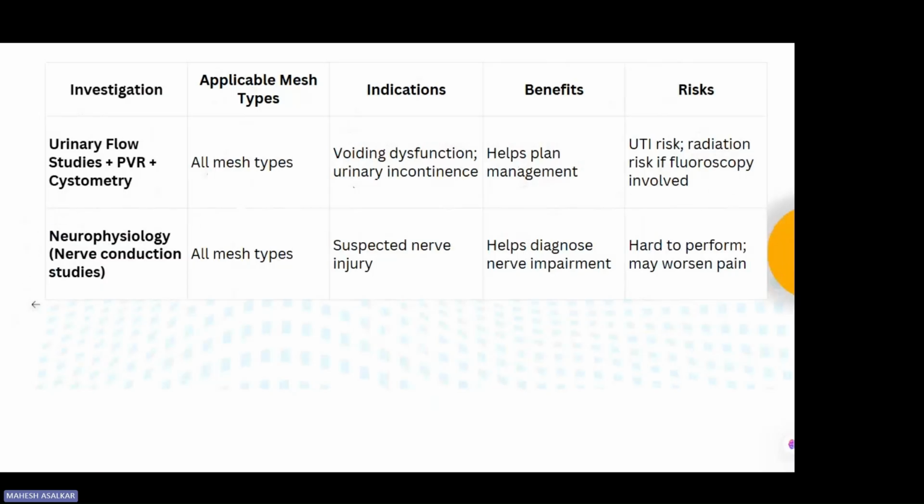Then neurophysiology, that is nerve conduction studies. It is indicated for all mesh types when you suspect the nerve injury. It helps to diagnose the nerve entrapment, but is hard to perform, and may worsen the pain also. That is one of the risks.